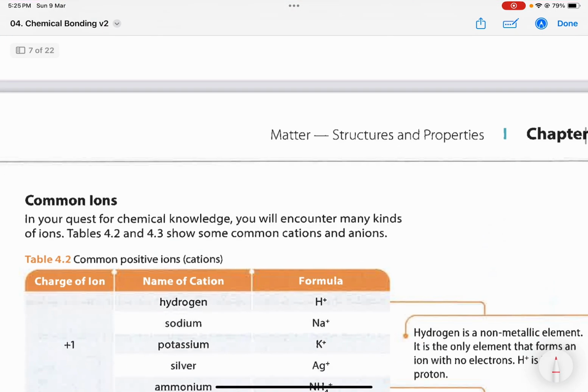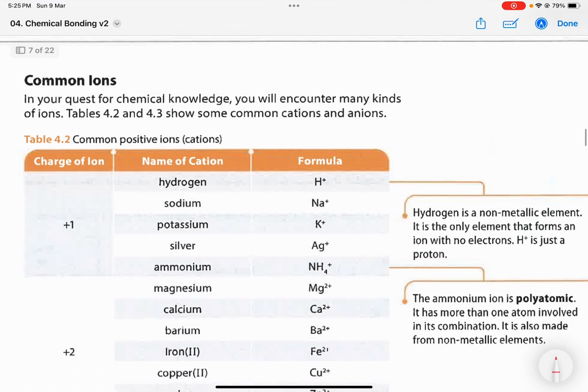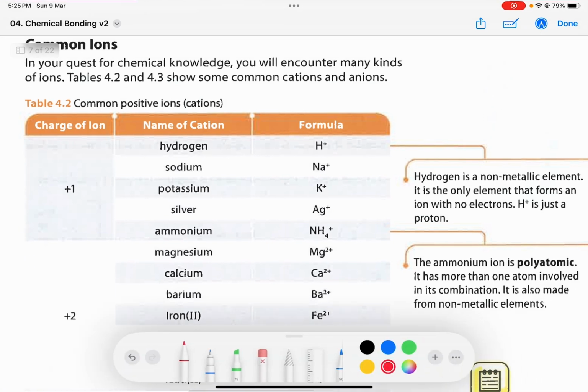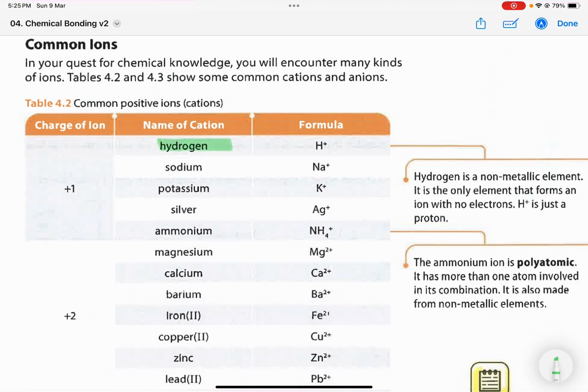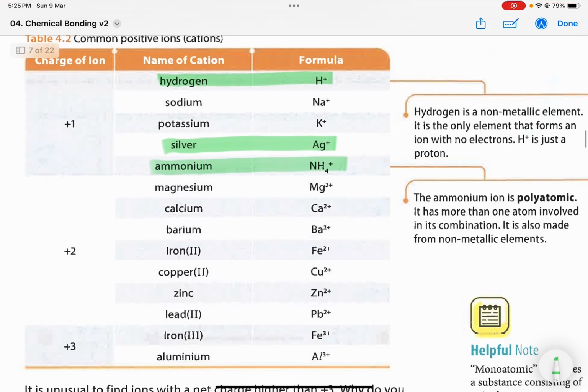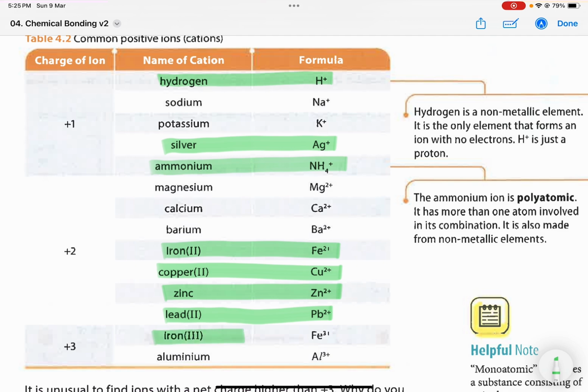Okay, now these are common ions that you need to know. I'm sorry, but you need to memorize them. I'll just highlight those that you can't get from the periodic table. So for hydrogen, the periodic table doesn't tell you much detail. So take note, hydrogen typically when forming ions is H+, silver is Ag+, ammonium even worse. It's not an element. It's like a cluster of different atoms. So NH4+. In terms of 2+ ions, you have iron(II), copper(II), zinc, lead(II), iron(III).